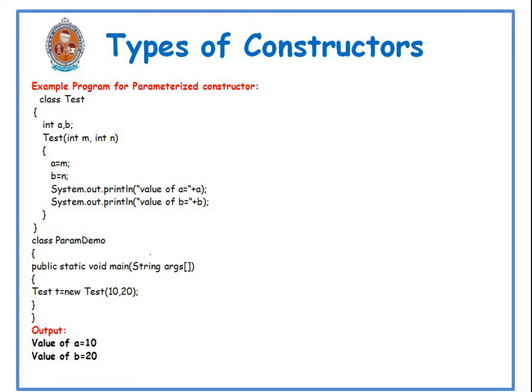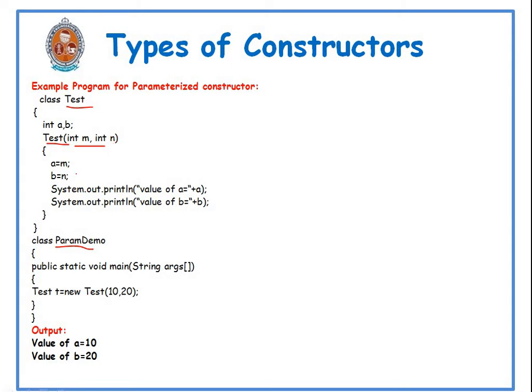Coming to the example program for parameterized constructor, in this example we have created two classes. One is the user defined class test and another one is the main method class, that is param demo. Inside the class test we have two instance variables, A and B, and we have defined a constructor with two parameters. We can say that it is a parameterized constructor because it takes the same name as the class name, test, and it has some parameters. Here this constructor has two parameters, so it is a two-parameterized constructor.